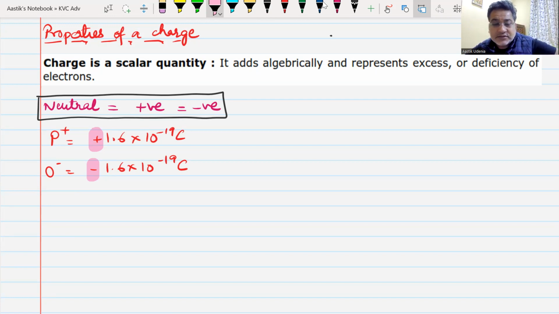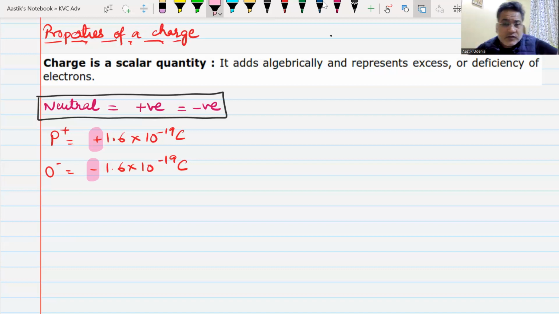Normally, an atom is neutral. Whatever number of protons are there in the nucleus, the same number of electrons are revolving in orbits. Net charge is zero. You cannot take out protons from the nucleus, because then the atom changes and becomes a different atom. The only thing you can do is take out electrons from the outermost orbits.